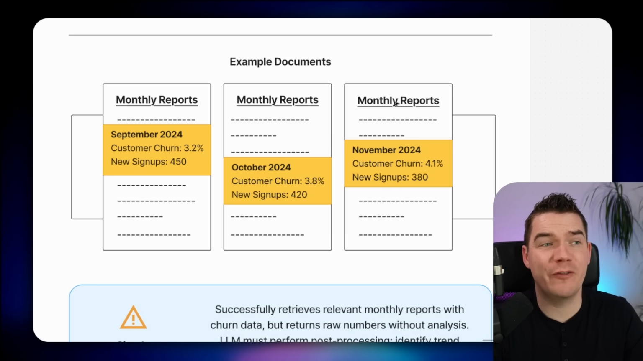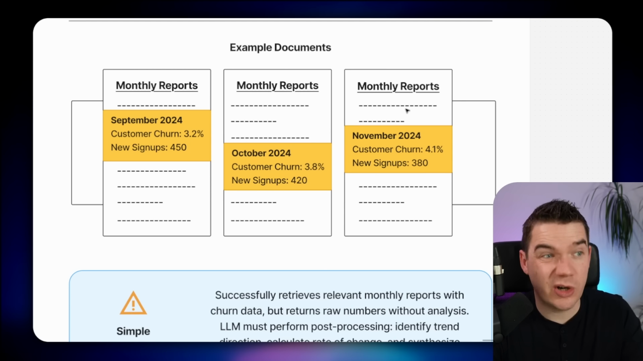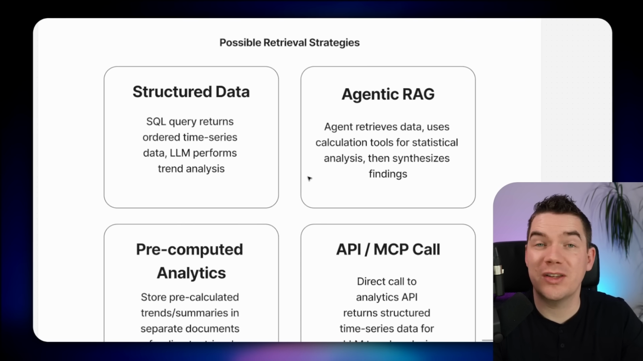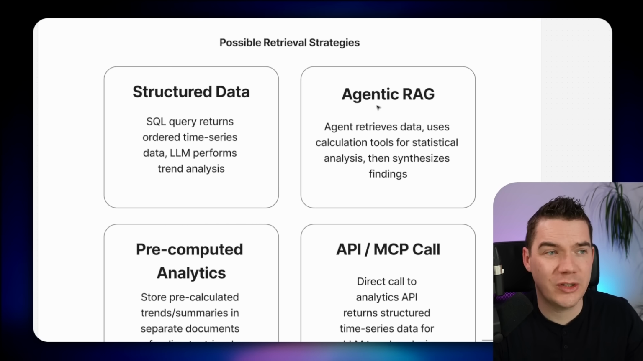So ideally, you might have monthly reports and you'd be able to pull everything together, but even vector search might struggle to find those. Whereas in reality, you'd likely need some sort of SQL tool where you can pull structured data and then have a calculator tool so that the LLM could generate accurate calculations. So agentic RAG with reasoning is important here.